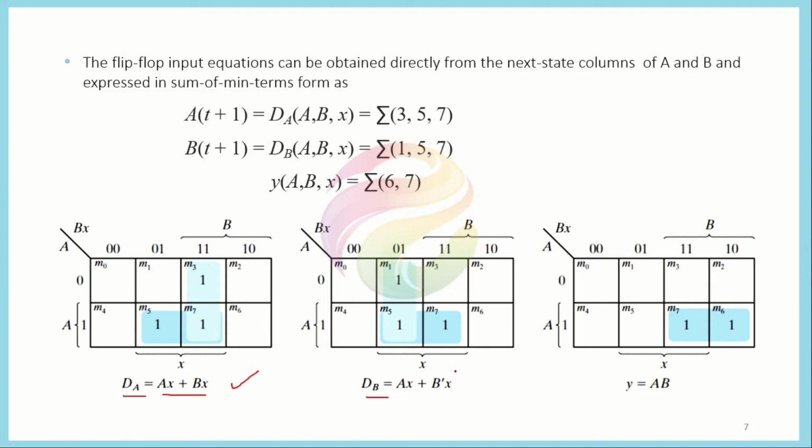DB is represented again here in a simplified form because there are three ones: 1, 5 and 7. We will minimize them using the K-map technique, so it would give us this Boolean expression. For the output, we have only two values, M6 and M7, that are equal to 1. We can see it from the table. So we just need to add both of them to get the output. In this way, we will derive the equations for the combinational part that is involved with the inputs and the outputs of this sequential system.